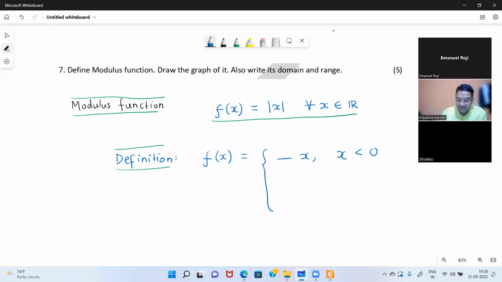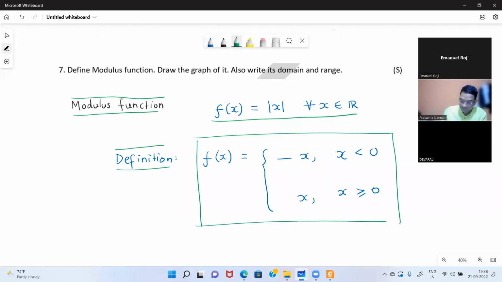So f of x is equal to minus x when x is less than 0, and it is equal to plus x when x is greater than or equal to 0. This is the complete definition. Which means suppose the value of x is minus 2, right? Then is that minus 2 less than 0 or greater than 0? Less than 0, which means I have to use this part of the definition. So the answer will be minus of, what is my x value? Minus 2. So minus of minus 2 will become plus 2. So the answer is positive.